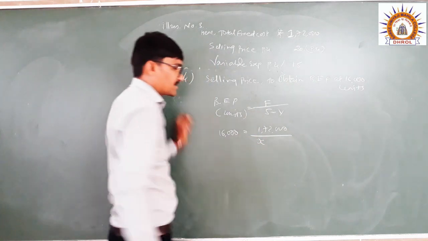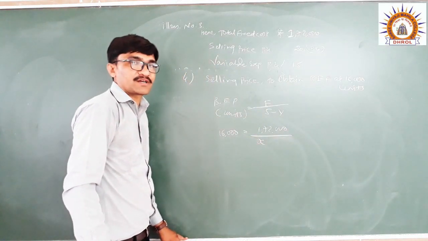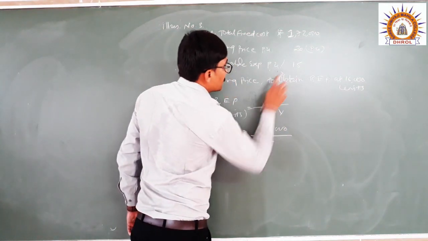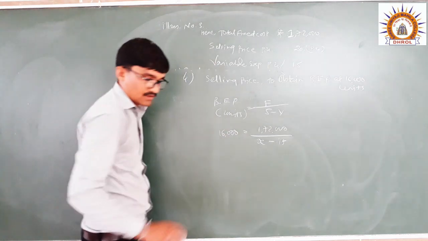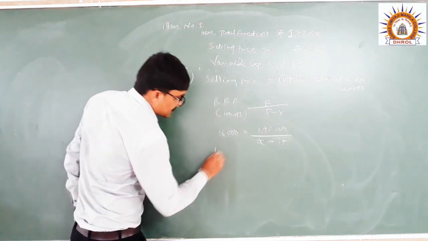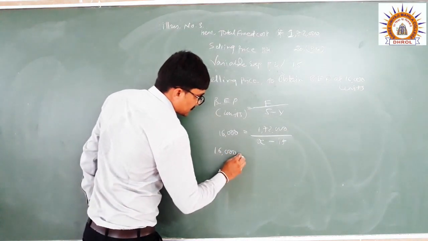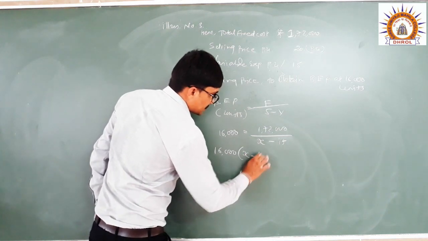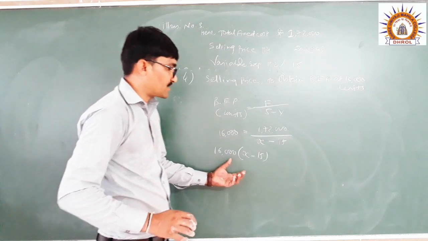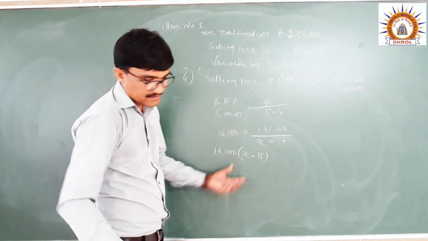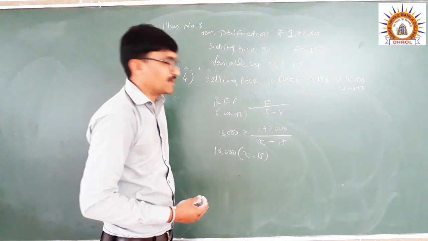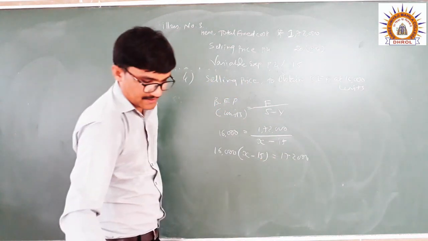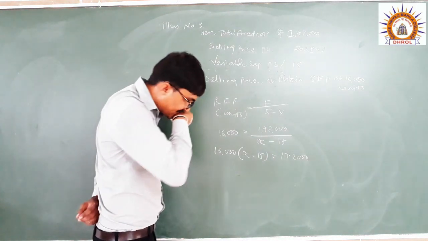So let me assume that the selling price per unit is X. Then the variable cost is given as 15. So 16,000 in bracket X minus 15. So the mathematical expression comes here, and it is equal to 1,72,000.